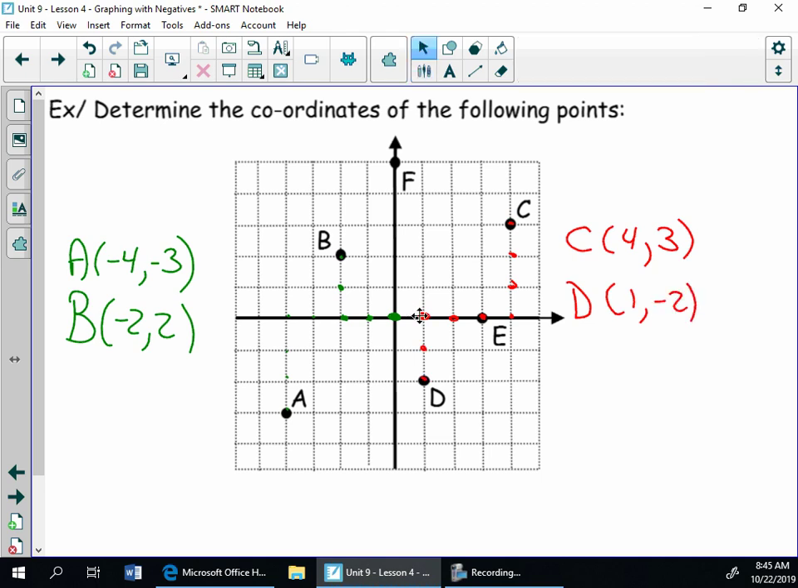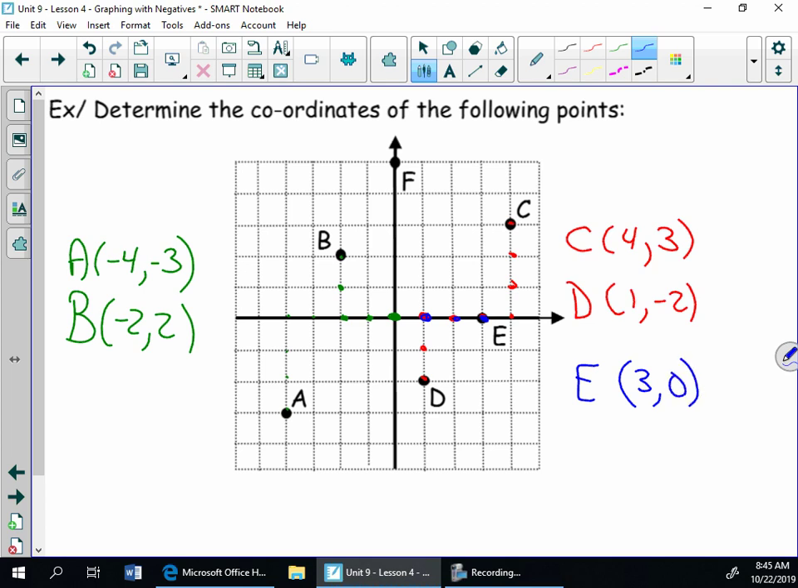And we'll try E. 1, 2, 3 to the right. We didn't go up or down at all, so it's a 0. And if we try F, I didn't go left or right at all. I just go up. So 1, 2, 3, 4, 5. And there's my points.